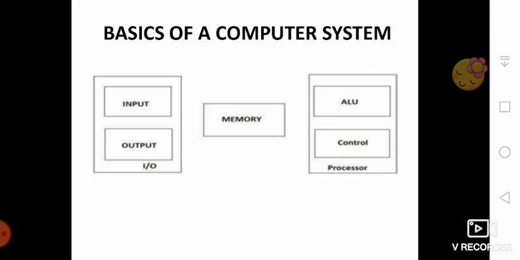Next is the memory unit. It stores the program and data. The memory unit is broadly classified into two types: primary and secondary. The primary unit is the fastest memory and operates at electronic speeds. Programs must be stored in memory while they are being executed.